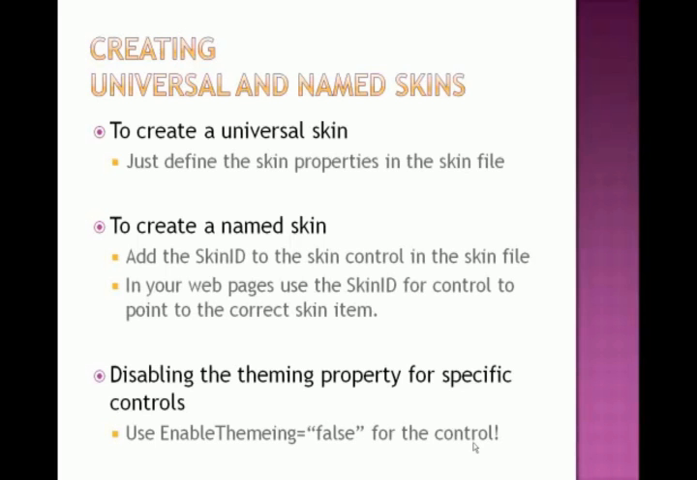So here we will do a couple of things. We will first create a universal skin, define the skin properties in the skin file, and apply it. Then we create a named skin file. Essentially, we add the skin ID to the skin control in the file, and then in the web page you can use the skin ID for a particular control to point to that skin item. And finally, I'll show you how to disable the theming property for a specific control so that the skins and other theme options would not apply.